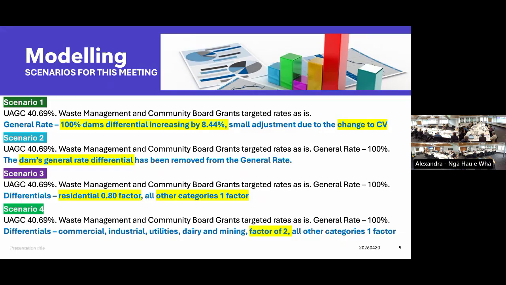Scenario 1 is 100% general rate except for the wastewater, and so that's the dams continuing to receive their current rating, the same as the rest of the community, which is the 8.4%. And that's with the change to CV. Scenario 2 is we remove the dams' separate rate and the differential, and put everything into general rate.